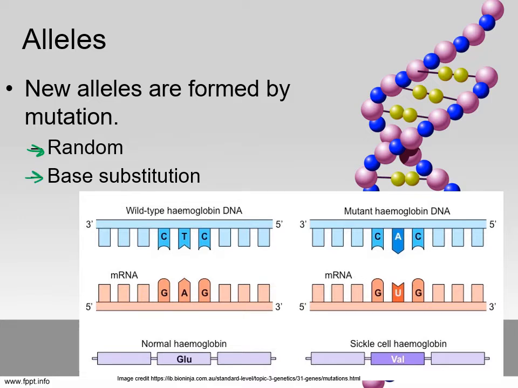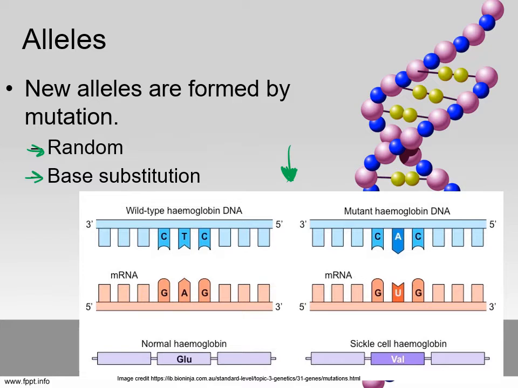Base substitution is one kind of mutation, and this is actually the mutation that results in sickle cell trait, which is what we're looking at in this graphic here. IB really finds sickle cell trait interesting, and so make sure that you know this information about sickle cell trait.